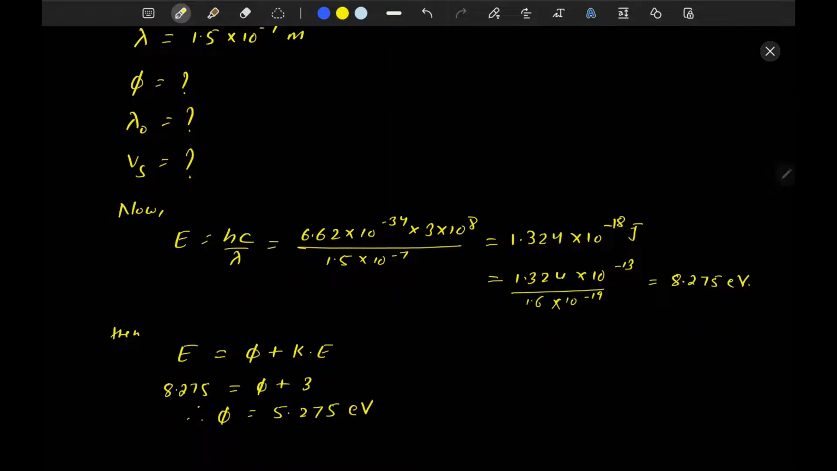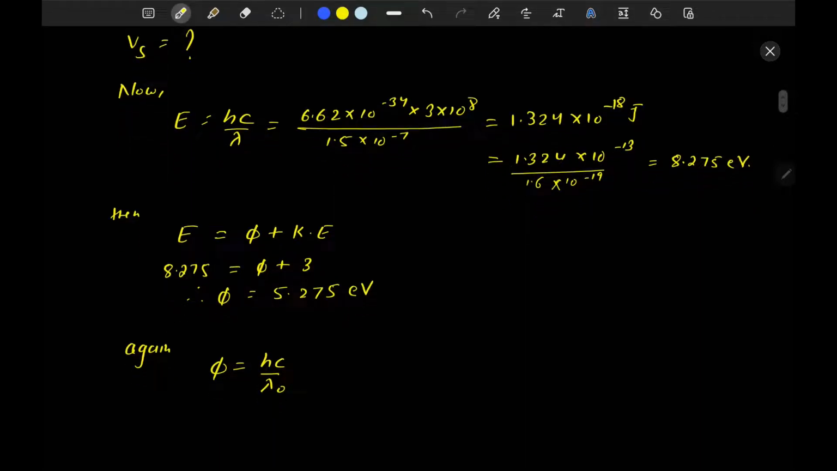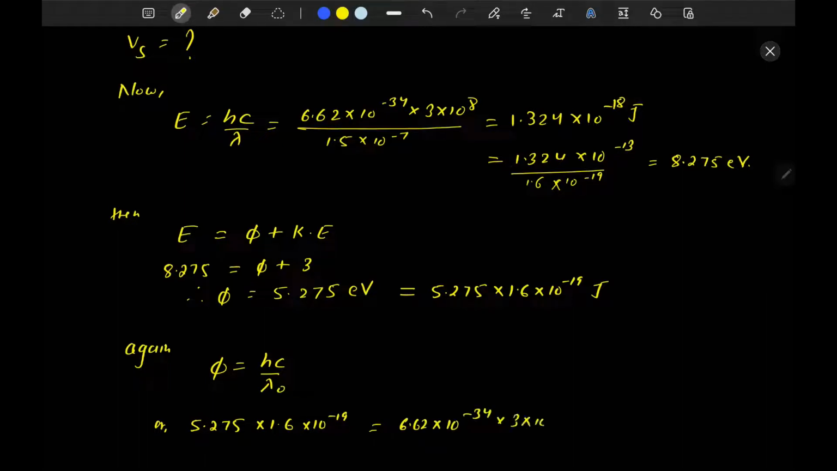Now we get the first answer. Now for the second answer, again work function is equal to hc by lambda naught. For this we need work function in joule, so 5.275 into 1.6 into 10 power minus 19 joule. So putting these values, 5.275 into 1.6 into 10 power minus 19 is equal to 6.62 into 10 power minus 34 into 3 into 10 power 8 by lambda naught.